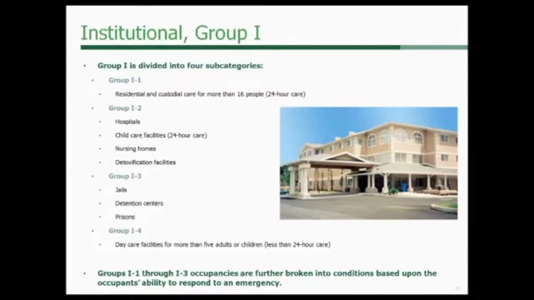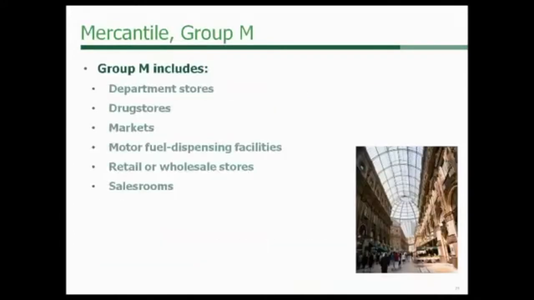I stands for institutional. I2, perhaps most well-known, hospitals, childcare, including infants. Jails also, I3. I4, daycare, special designation use group that has been developed in recent years. And also I1, residential and custodial care. I1 and I3 are further broken into certain conditions based on the capabilities of the people in those occupancies. Group M is mercantile. Here's some examples here.